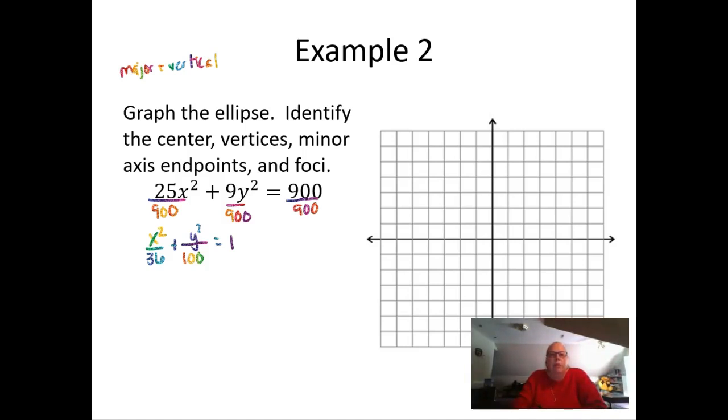Okay, let's see. a is going to be equal to the square root of 100, or 10. b is going to be equal to the square root of 36, or 6. And so we need the center to start off with, don't we? Well, once again, the center is going to come right here out of the numerator, and it looks like once again we're at a center of 0, 0. So we can go ahead and graph that in there. All right, the vertices.